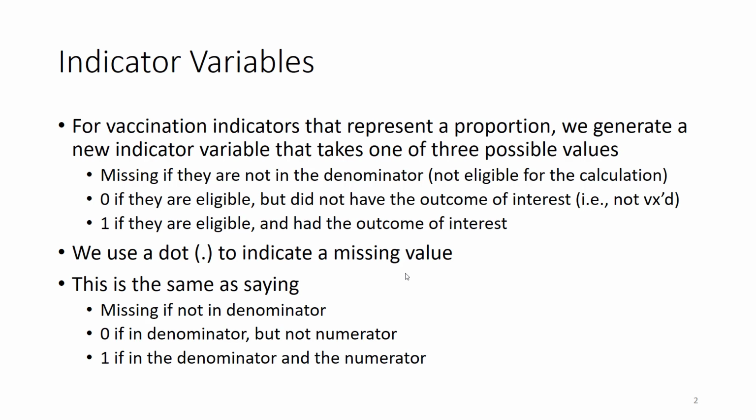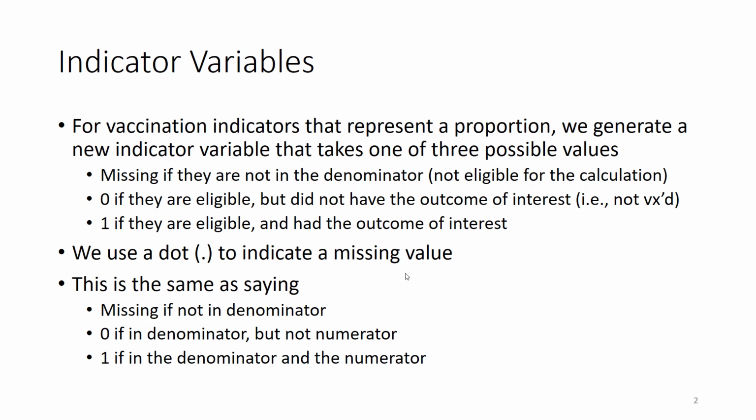respondent in the data set, and that variable, for each respondent, takes one of three possible values. If the respondent should not be in the denominator of this indicator, if the child was not eligible for this particular calculation, then we assign a missing value to the indicator variable. If they were eligible, but they didn't have the outcome of interest, in particular, if they didn't receive the vaccine that we're considering with this variable, then we assign them a value of 0 for the indicator variable. And if they're eligible and they did have the outcome of interest, then we assign a value of 1. Now in these slides and throughout the course, we'll use a dot to indicate a missing value.